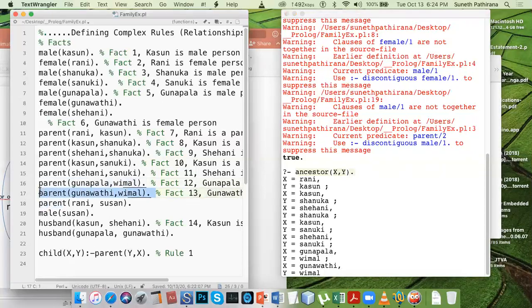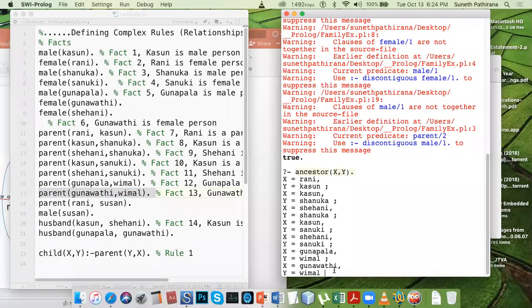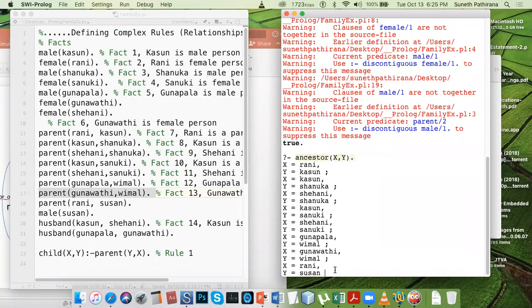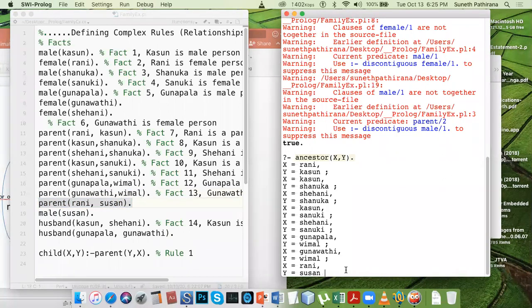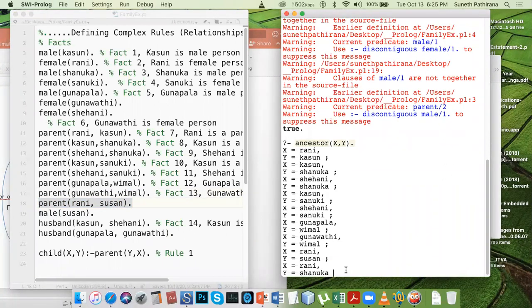Still, we didn't find a grandparent-grandchild pair. Rani and Susan. Of course, Rani is the mother of Susan. Rani and Shanuka.